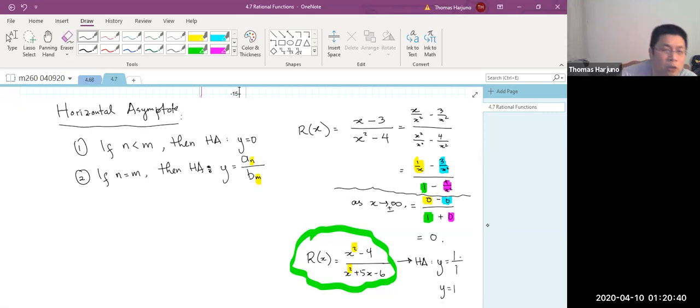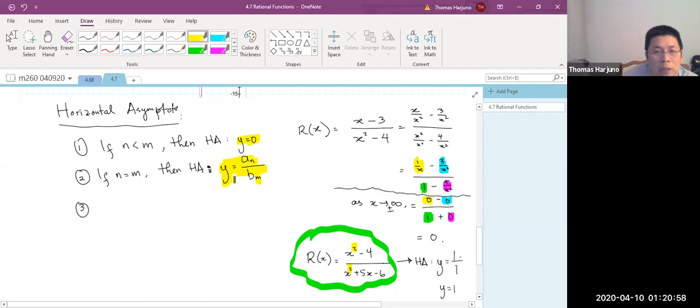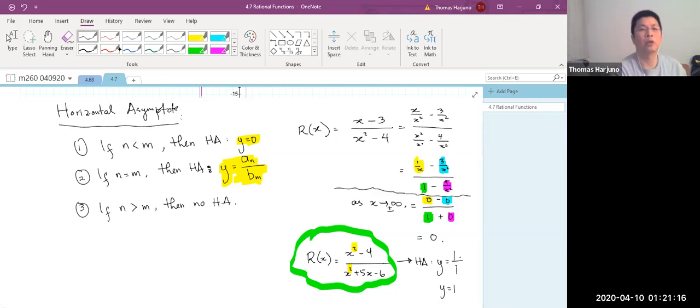If the degree on the top is less, the horizontal asymptote is 0. If they are equal, then the horizontal asymptote will be the leading coefficient over the leading coefficient. But don't forget, you need to write this: it is a horizontal line, y equals something. Now, what happens if the degree on the top is greater than the degree at the bottom? Then there will be no horizontal asymptote.